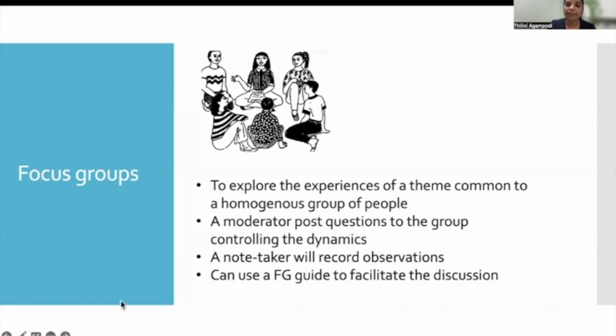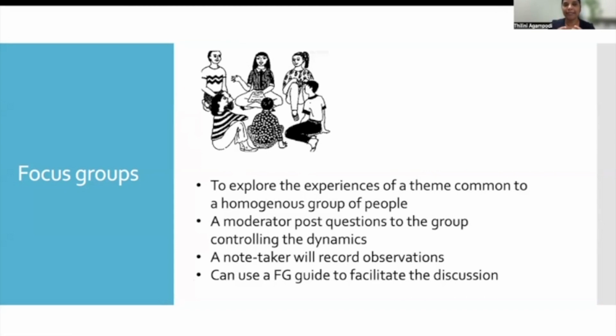So in a focus group, before doing a focus group as well, we have to prepare a focus group guide similar to the interview guide, right? In a focus group, there are participants usually sitting in a circle, and there's a moderator who is conducting or mediating the focus group, right?